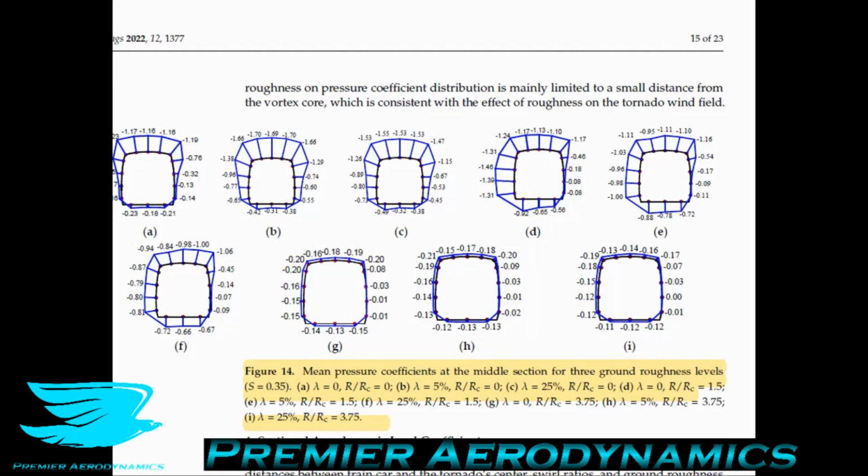So when you put the train now at 3.75 radii away from the tornado core, so very far away, the roughness had no effect, or no significant effect, on the pressure distributions. So that agrees with what we've seen in other forces and pressure coefficient plots, where the tornado's effects are very localized and you need to be within like 1.5 to 2 radii from the vortex center, or the tornado center, in order to really be affected. Outside of that, the effects of the tornado really drop very quickly.